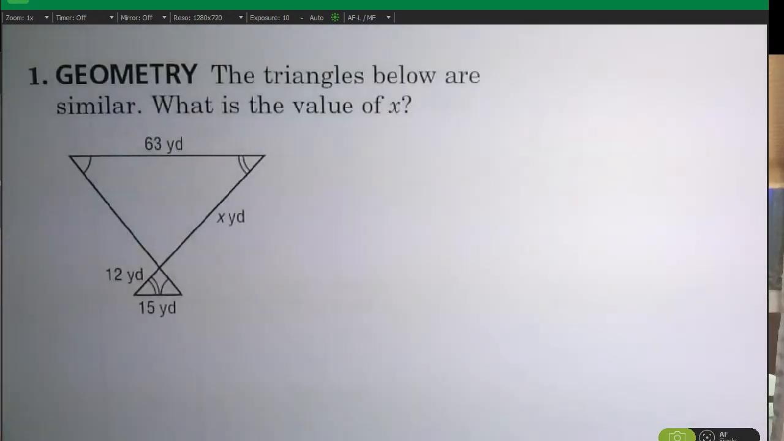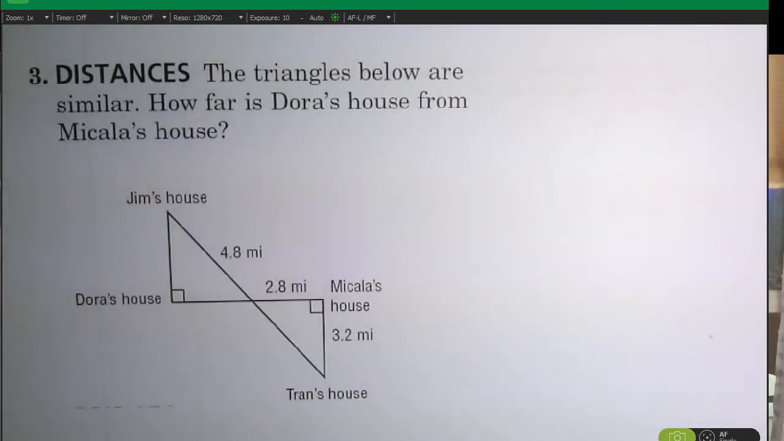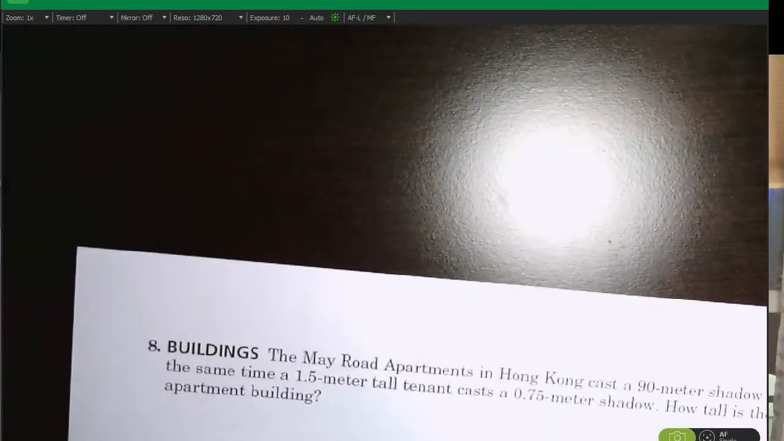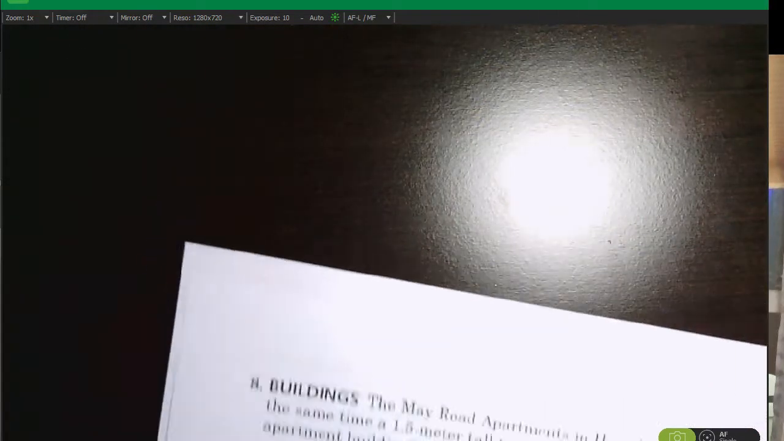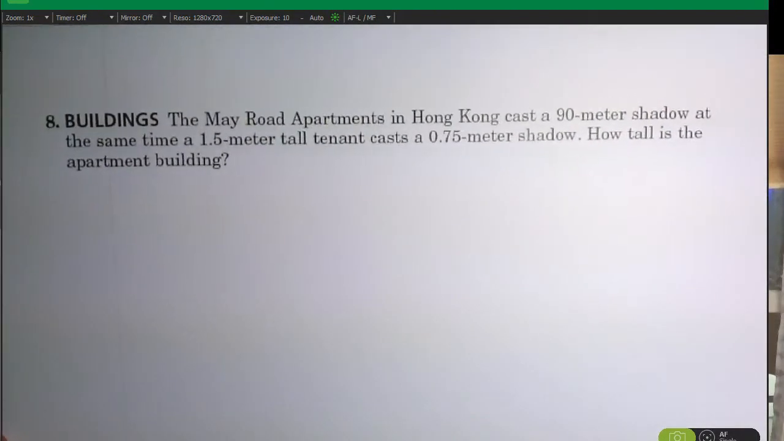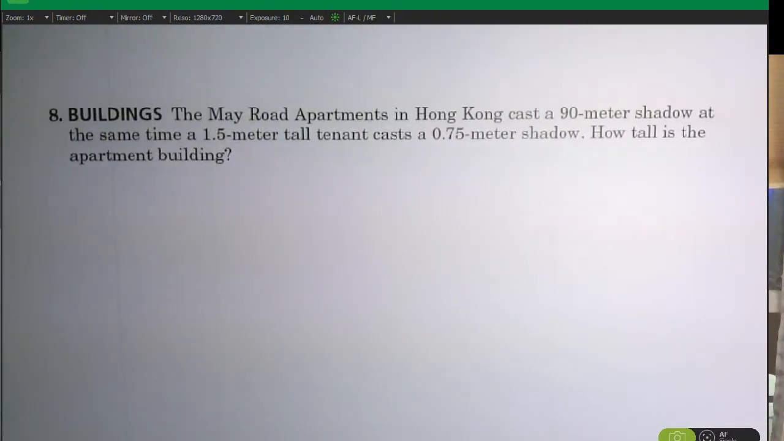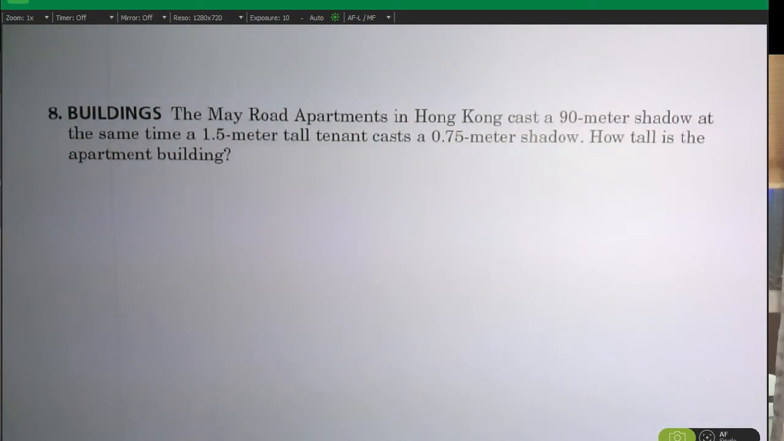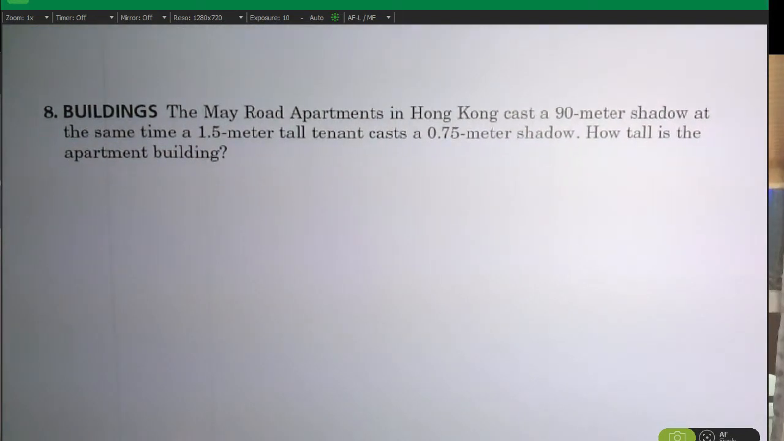So here's, well, let's not look at that. This is number 1 from the worksheet. Where's our shadow one at? Yeah, number 8 here. Number 8, number 10. These are the two shadow problems. We'll start with those. So the May Road apartments in Hong Kong cast a 90-meter shadow. At the same time, a 1.5 meter tall tenant casts a 0.75 meter shadow. How tall is the apartment building?